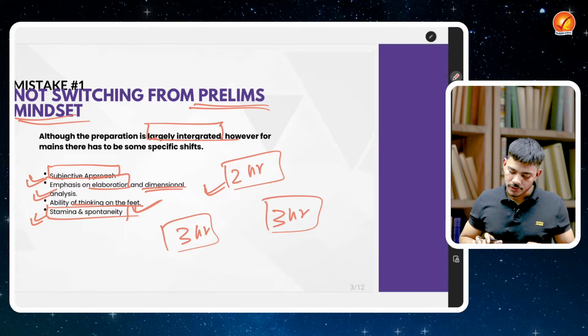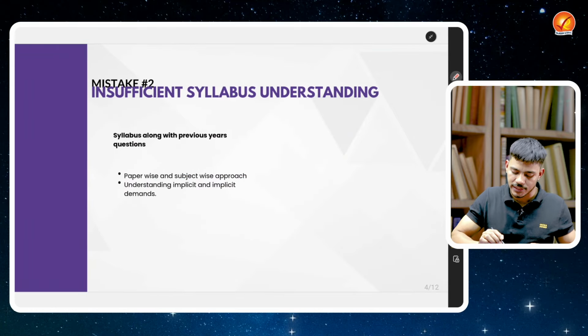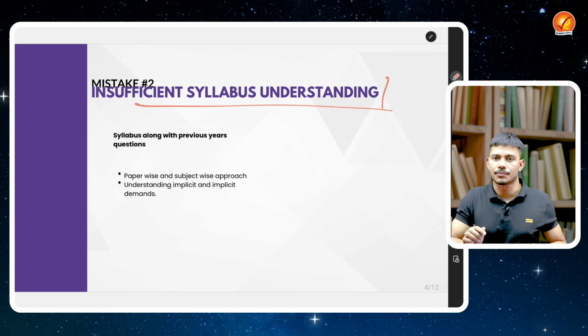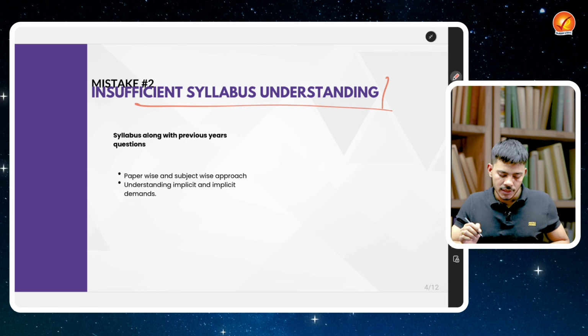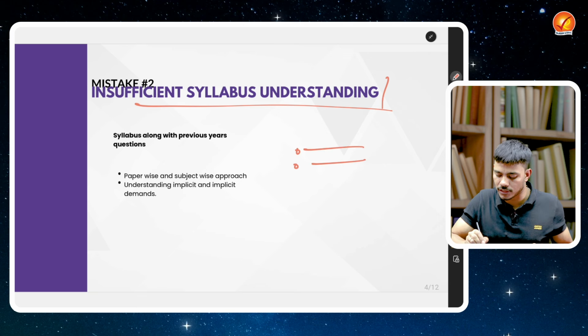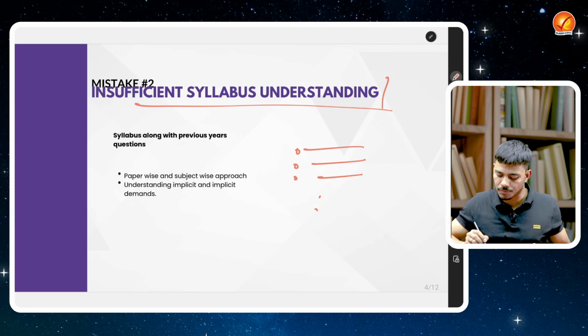Okay, now let's move to the next mistake. And next, a very cardinal mistake that often happens, is that students do not have a holistic understanding of the syllabus. They just have an insufficient understanding. What do I mean by this? It is not sufficient to just learn the headers of the syllabus. Okay, these are the syllabus of GS paper 1 modern history part, or this is the syllabus for internal security of your GS paper 3.